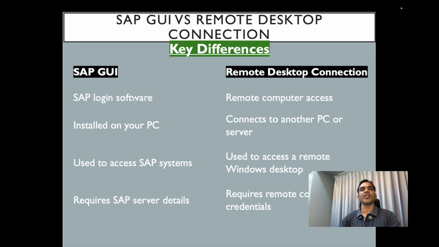Now come to the second part, remote desktop connections. Remote desktop connections are basically remote computer access. It connects to another PC or a server, and is used to access a remote Windows or Mac machine, MacBooks. It requires credentials to connect to the servers. So this is the theoretical part. Now we'll go into the practical.